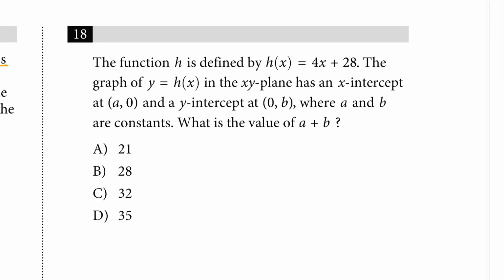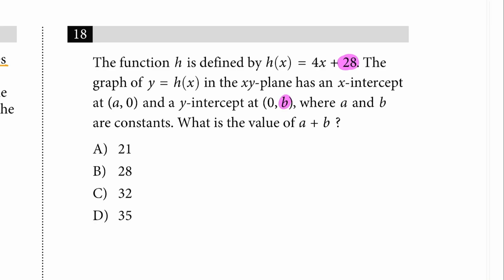The function h is defined by h of x equals 4x plus 28. The graph of y equals h of x in the xy plane has an x-intercept at (a, 0) and a y-intercept at (0, b), where a and b are constants. What is the value of a plus b? The nice thing about this is that they already give you the y-intercept right here, so that's going to be the answer for b.